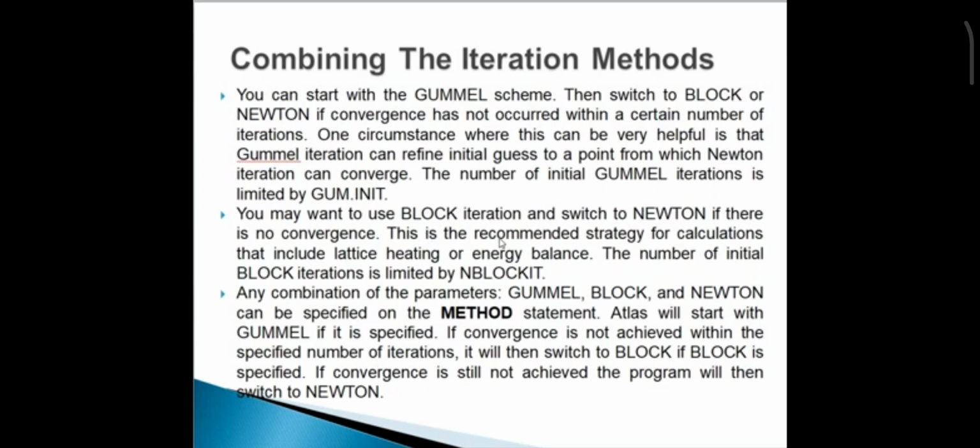This is the recommended strategy for the calculation that includes lattice heating or energy balance. The number of initial block iterations is limited by setting the value of NBLOCKIT in the method statement. Any combination of the parameters Gummel, block and Newton can be specified in the method statement. Atlas will start with the Gummel method if it is specified. If convergence is not achieved within the specified number of iterations, it will then switch to the block if block is specified. If convergence is still not achieved, the program will then switch to Newton.